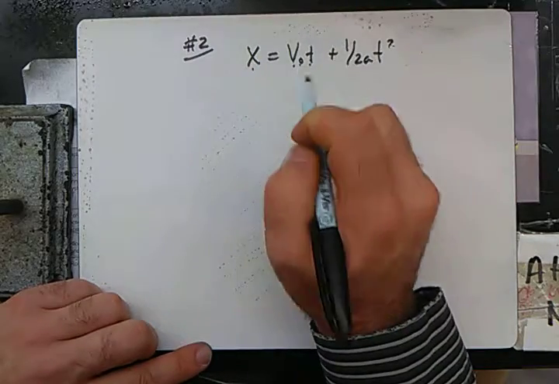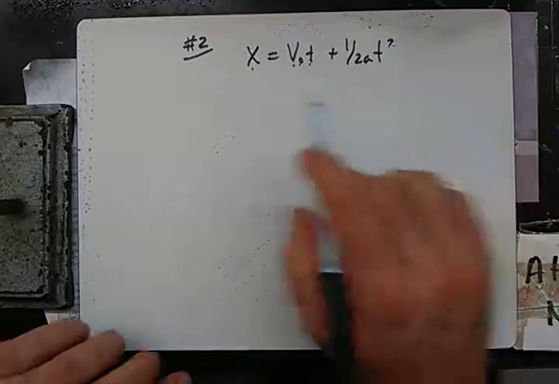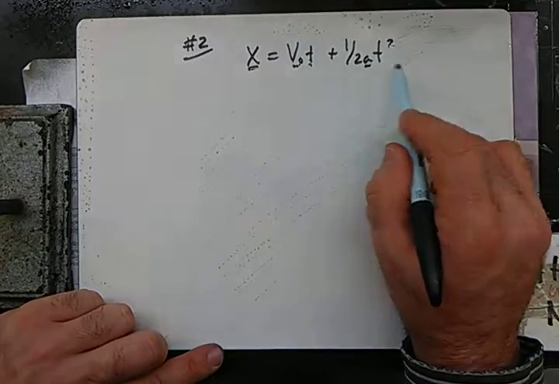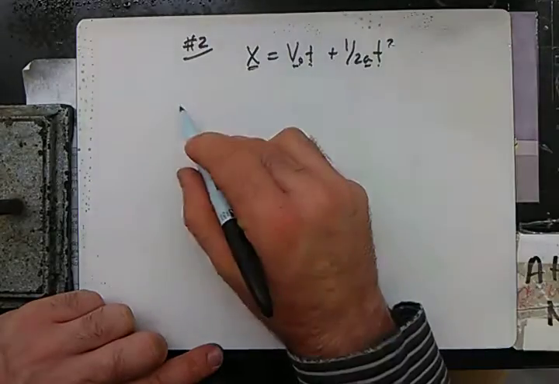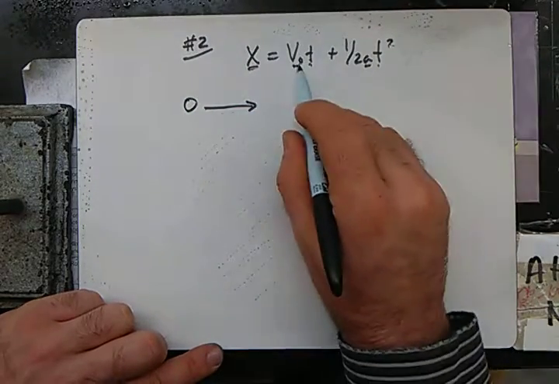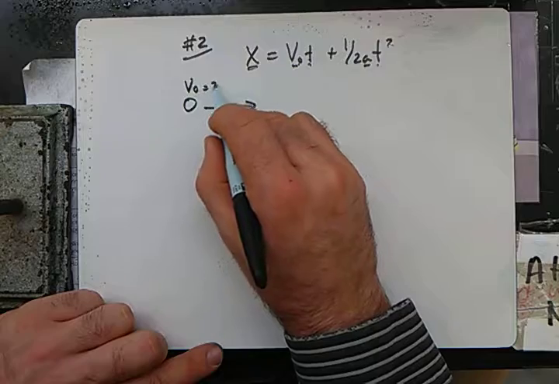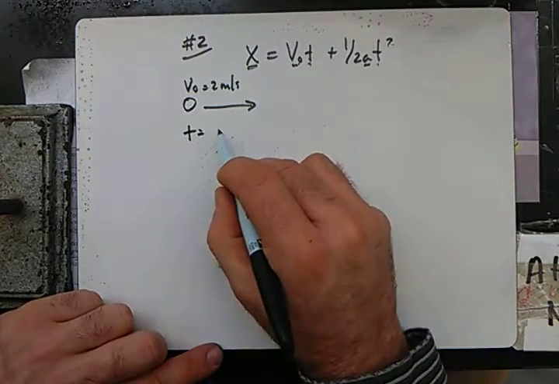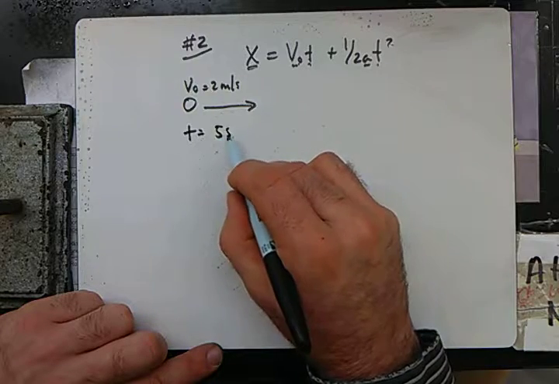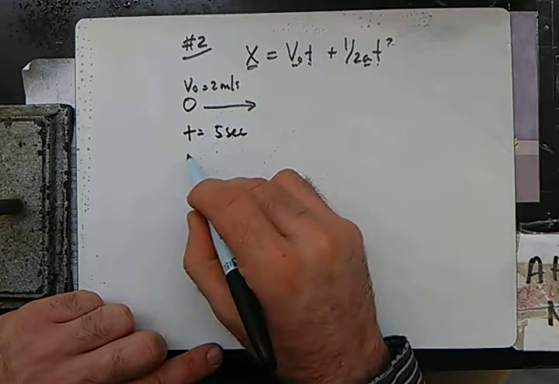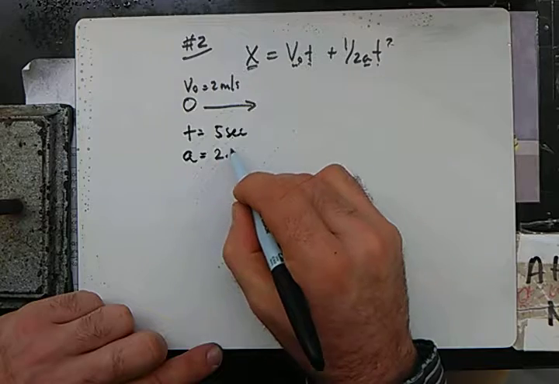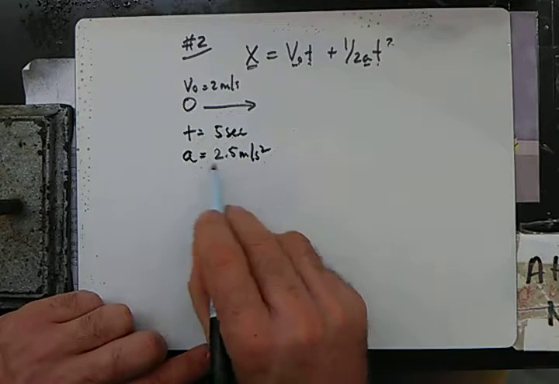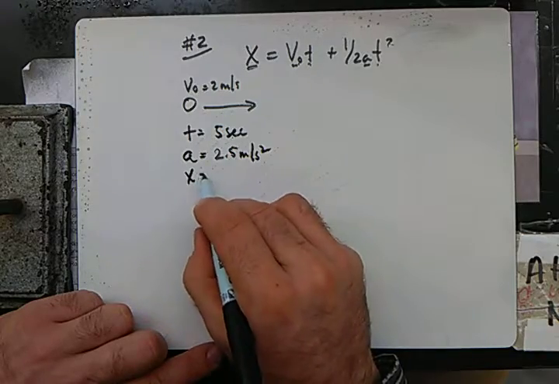Okay, displacement equals initial velocity times time plus half a t squared. So this is displacement. It's going to ask you how far something goes, given initial velocity, an acceleration, and a time. Okay, so let's do it. Let's draw a picture. Initial velocity is 2 meters a second, let's say. The time is, let's say, 5 seconds. Acceleration is 2.5 meters per second squared. Okay, and let's find x.